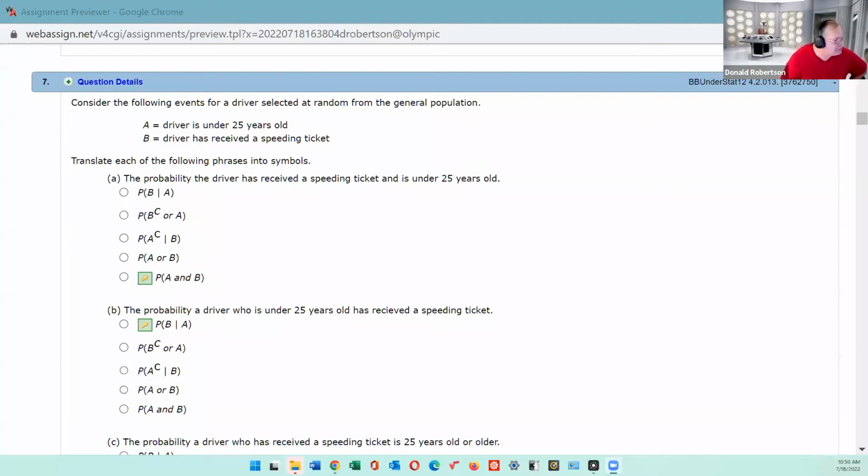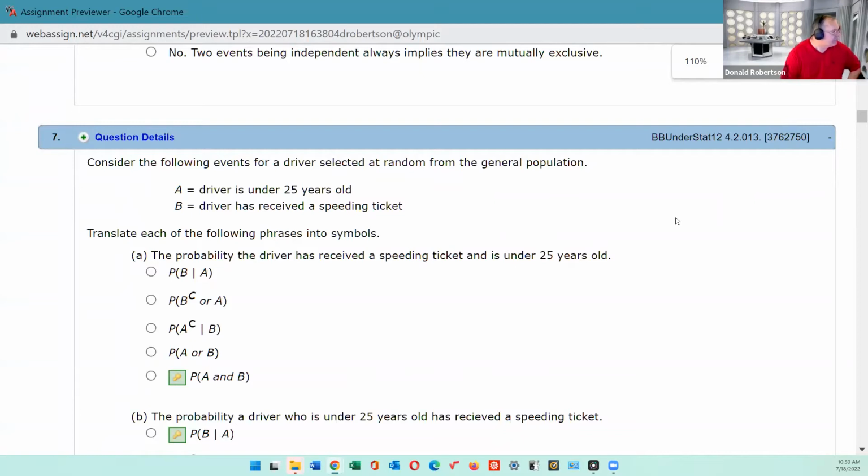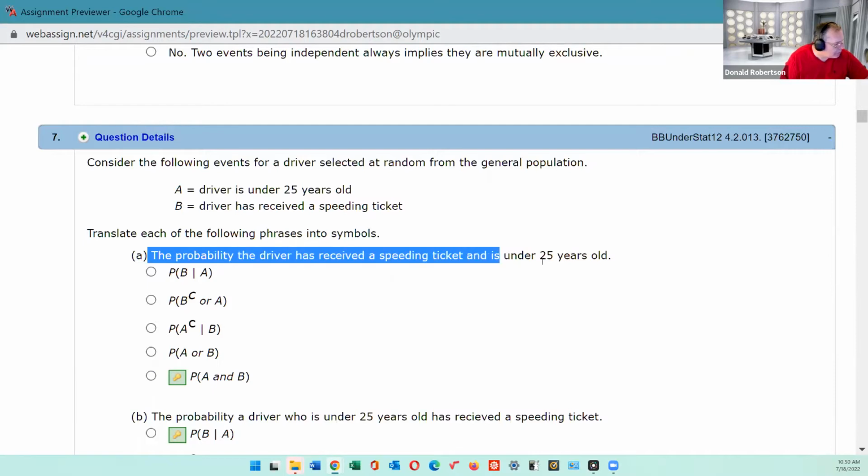Right, let's make this a little bit bigger. I'm not sure what kind of screens you're using. Here we go. So consider these 2 events for a driver. A is the driver is under 25 years old, and B, the driver has received a speeding ticket, right? So he's had a speeding ticket, I guess, sometime in his career. Here is a probability in English.